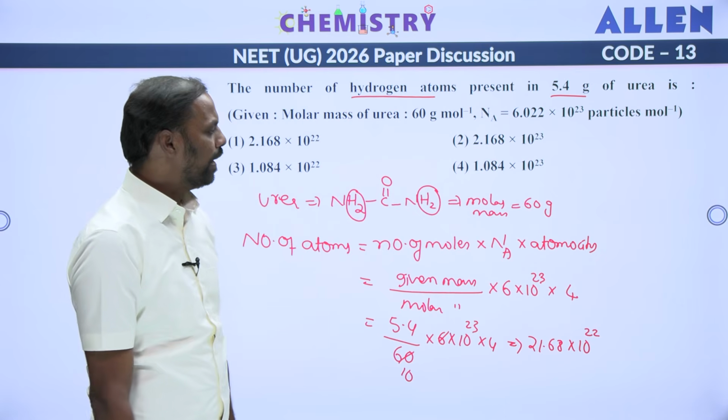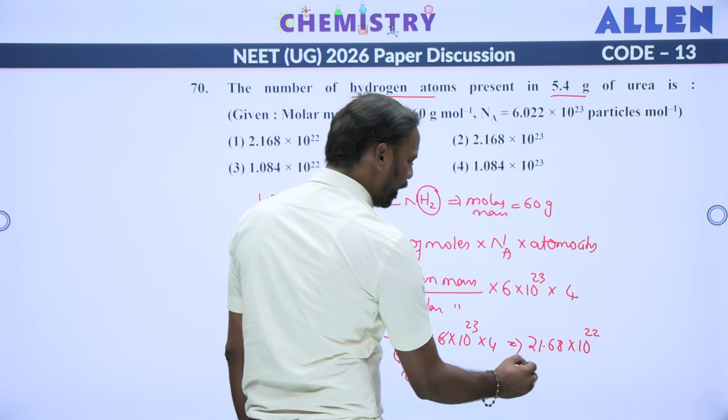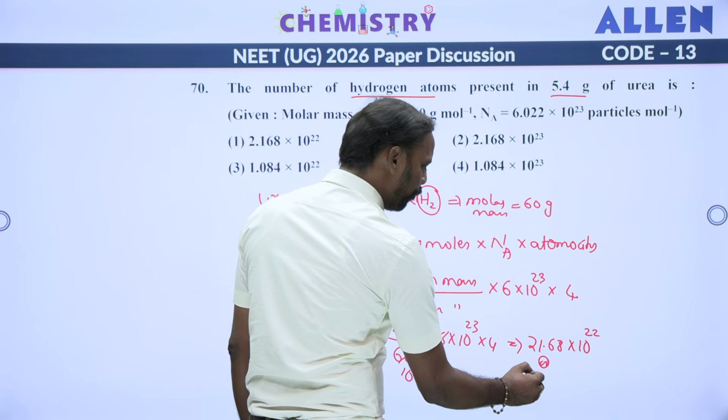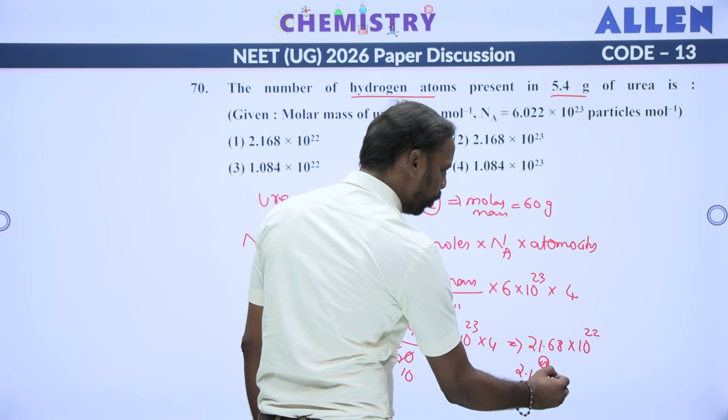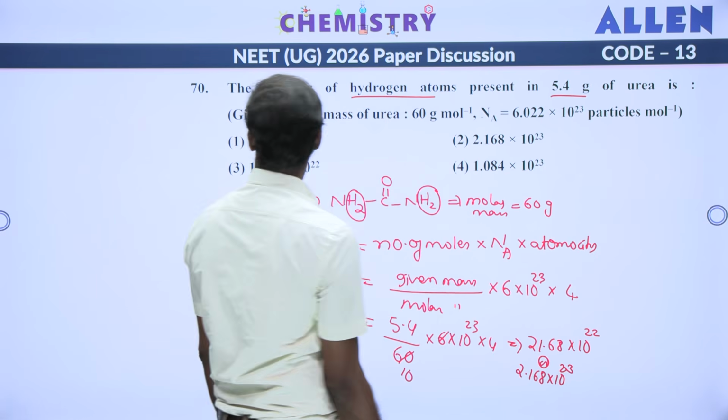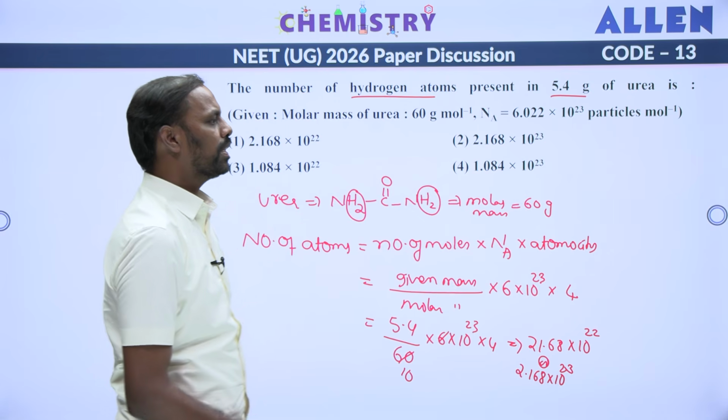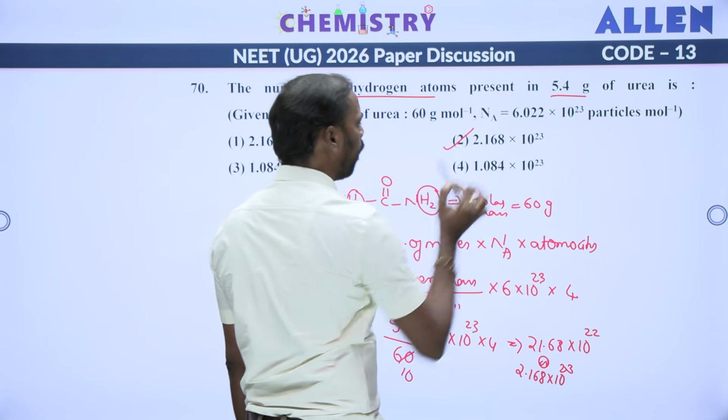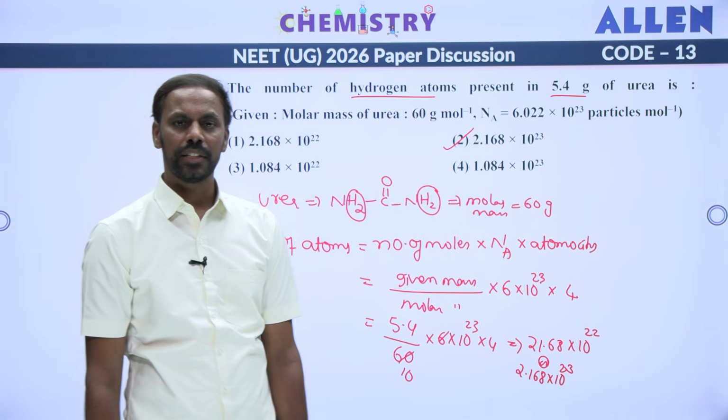But they have given the options in terms of which form, student? 2.168 into 10 to the power of 23. So question number 70, what is the answer? The answer will be option 2. Clear? I hope it is clear.